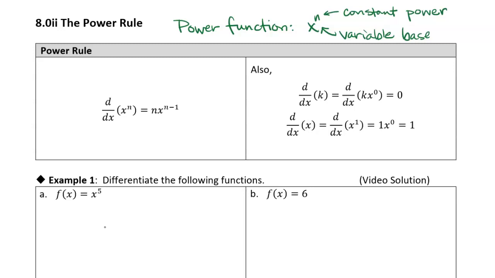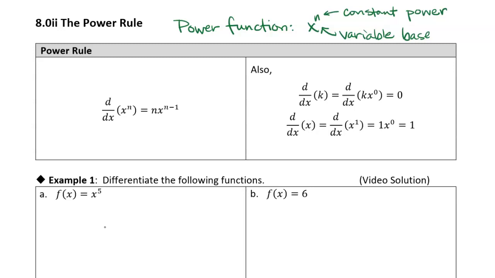We can also do functions that can be rewritten as a power function. For example, the square root of x. The square root of x is x to the 1/2 power. So we can rewrite the square root of x as a power function. The same way with 1 over x. 1 over x can be written as x to the -1, so we can rewrite 1 over x as a power function, and then we can use the power rule to take the derivative of it. All right, so let's get started.